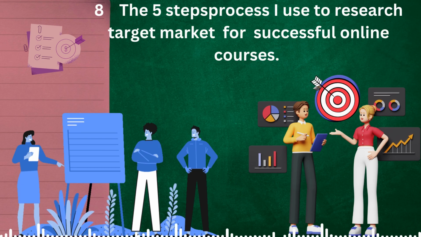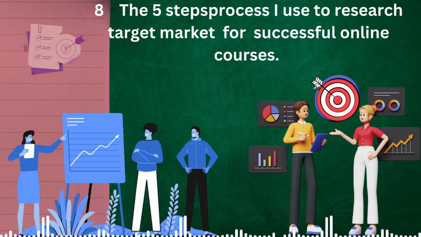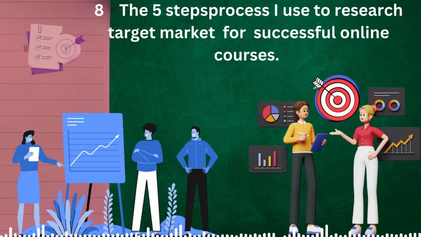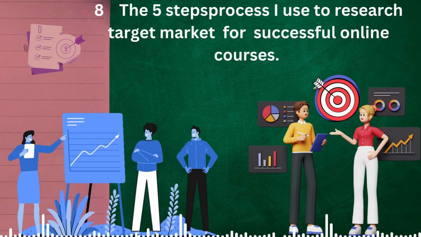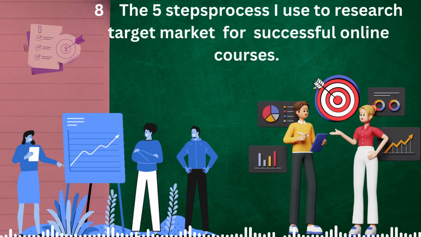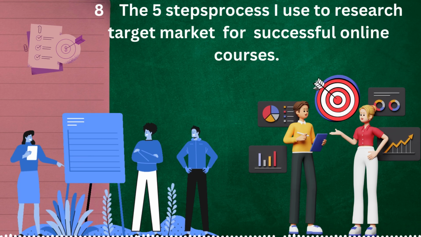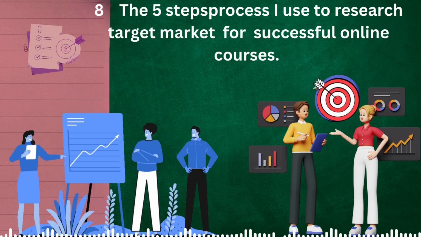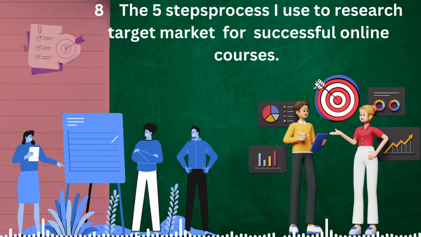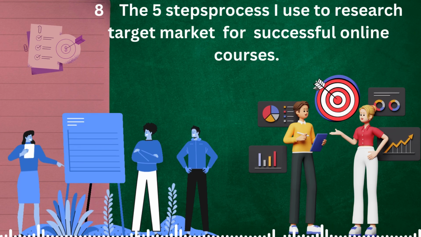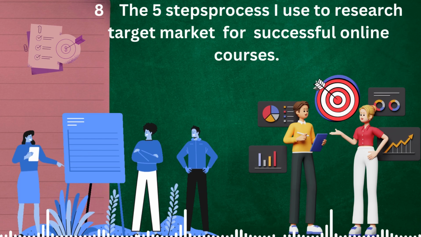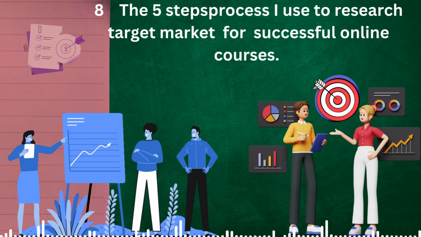1. Identify your ideal student persona. Define the characteristics of your ideal student, including demographics, age, gender, location, psychographics, interests, preferences, values, educational background, and professional aspirations. Consider factors such as their goals, challenges, pain points, and motivations related to the course topic.